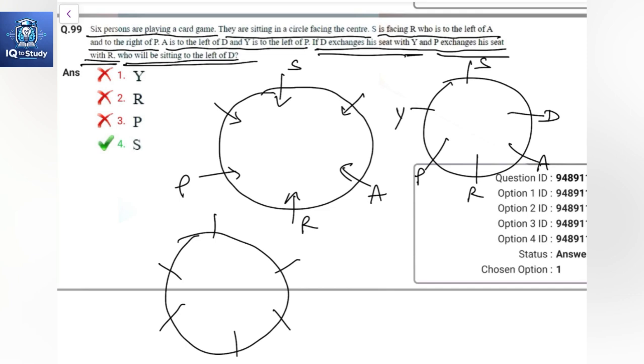In the place of D, we have to write Y, and in the place of Y, we are writing D. Similarly, in the place of P, we have to write R, and in the place of R, we have to write P. And the remaining positions are as they are. S is here and A is here. Now, who will be sitting to the left of D? S is sitting to the left of D. So option 4 is correct, which is S.